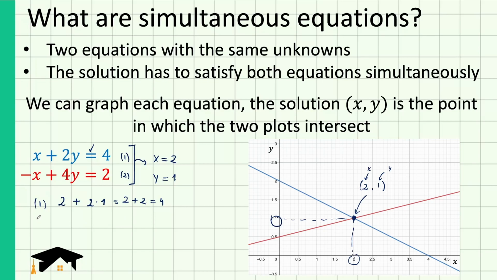Now doing the same for the second one, minus x is minus 2 plus 4 times y, that is 1. This is minus 2 plus 4, which is equal to 2. And so again, this equality is verified, meaning that this is the solution to the problem. But how do we actually get to these values without looking at the plot? Well, let's see how we can solve this.